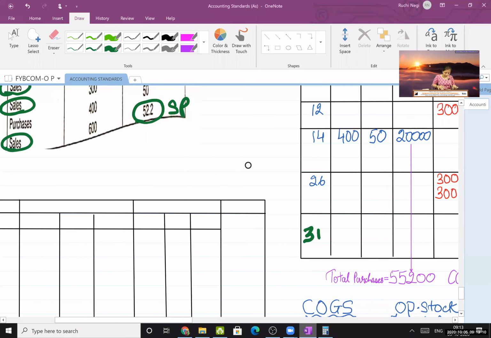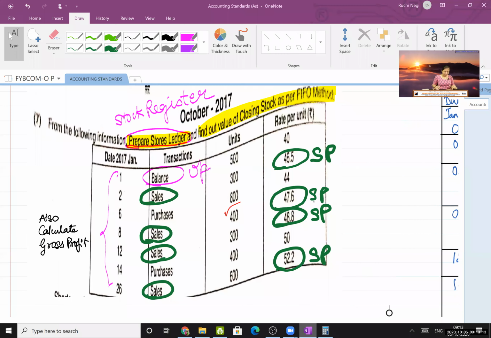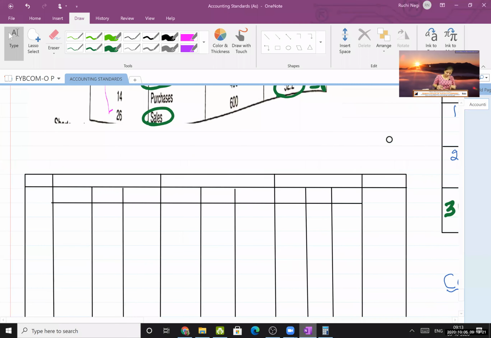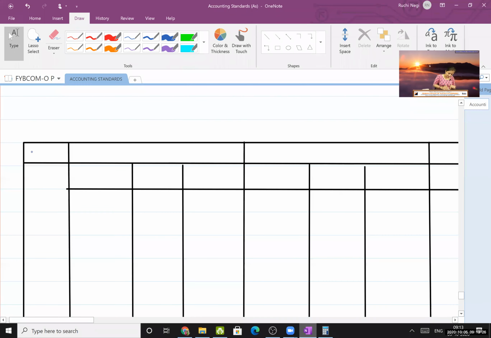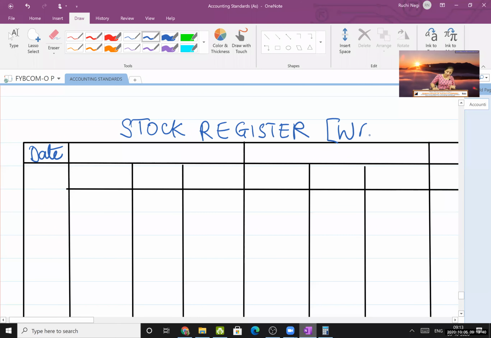So now we begin with this sum, but with the weighted average method. So prepare this table. Okay, first is obviously the date column. Please give the heading stock register and weighted average cost method. You can use this abbreviation, capital WACM. Next, purchases.